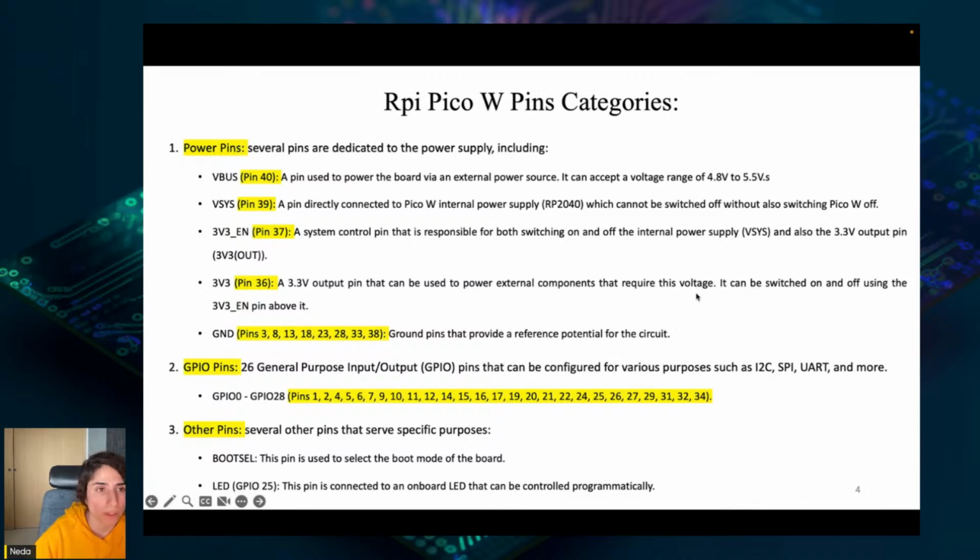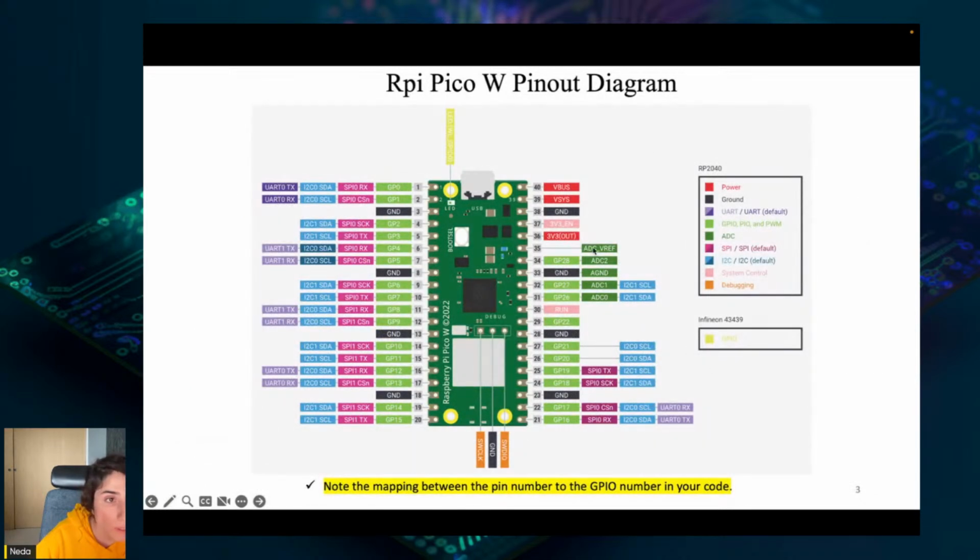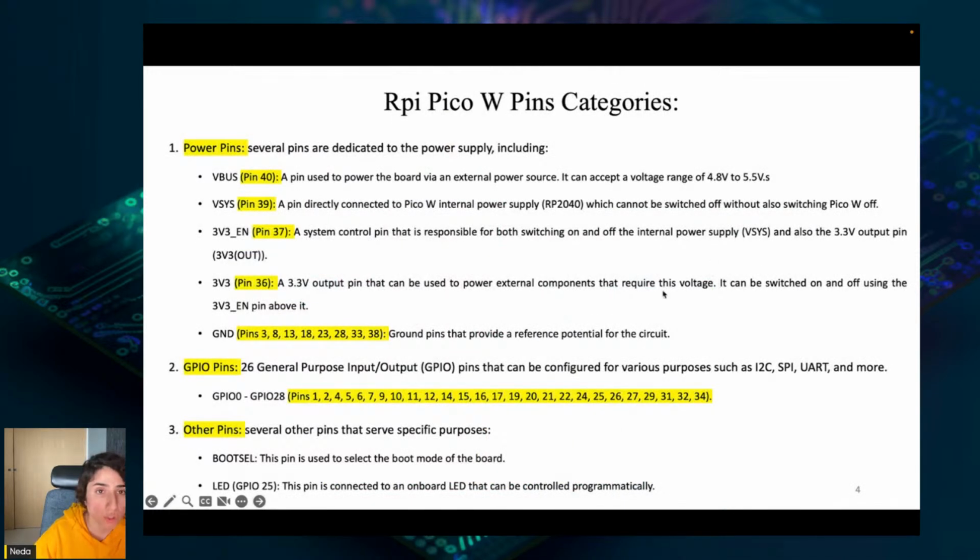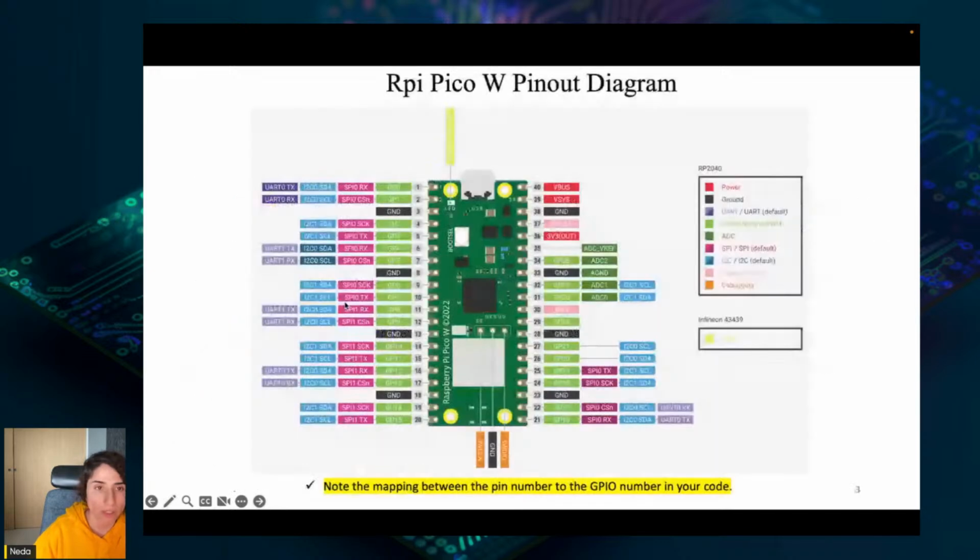So that's why it is called out in the diagram, 3V3 out. And it can be switched on and off using the 3V3 underline EN. EN means enable pin above it. And so this pin 36 is controlled by pin 37 for switching on and off.